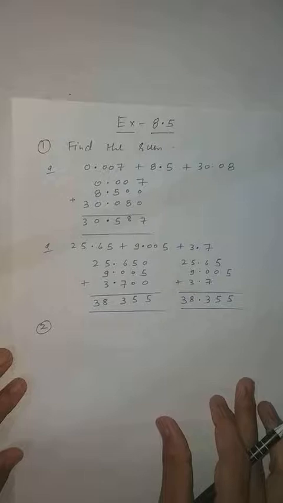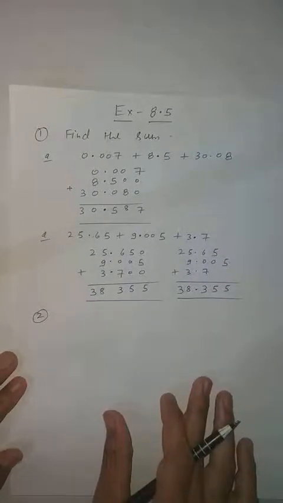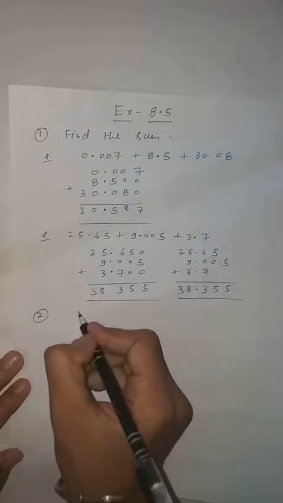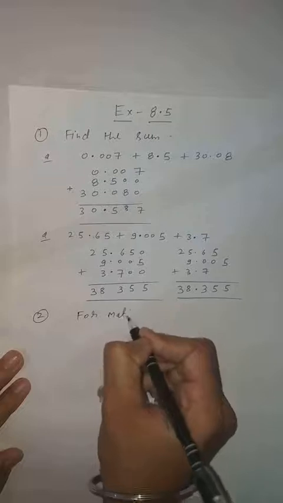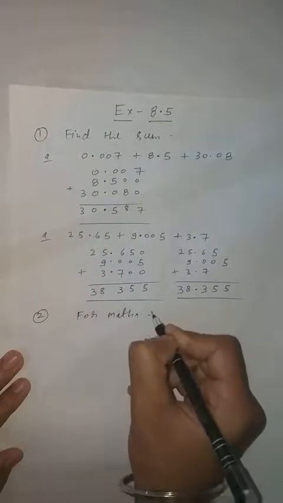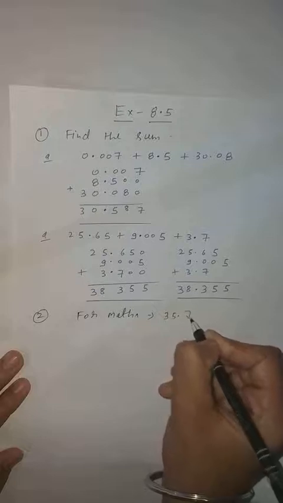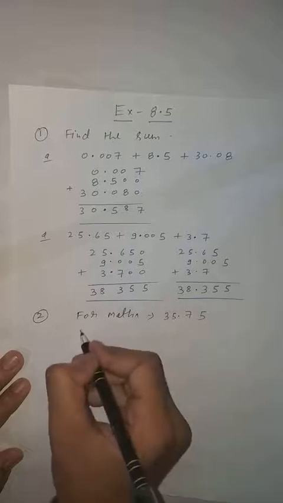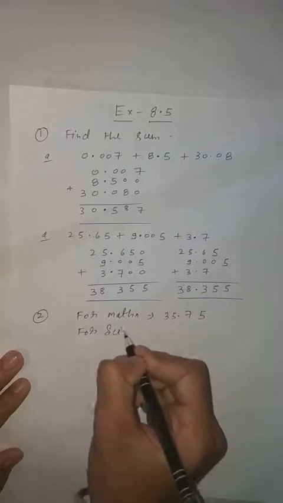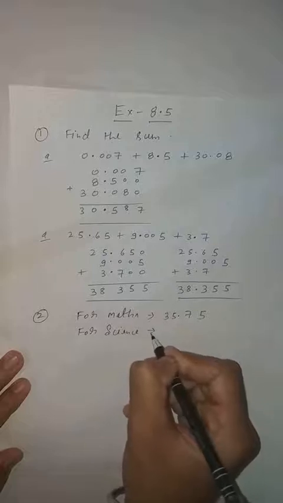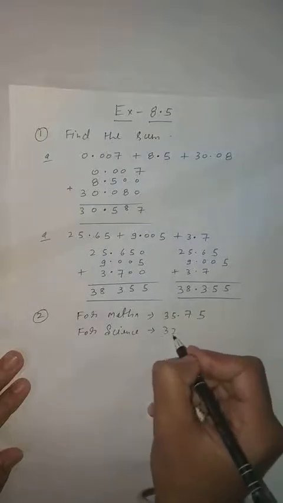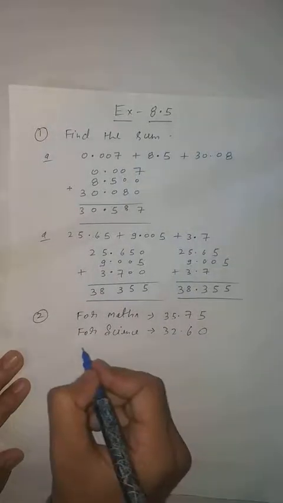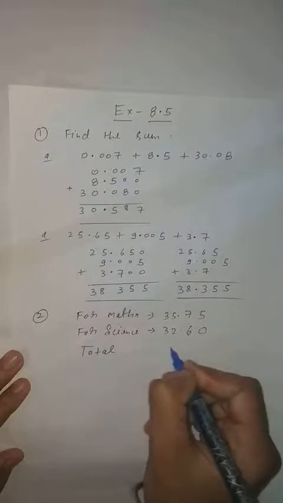Question number 2 is given. What is given? Rashid spent 35.75 for a maths book. Acha. For maths he spent 35.75. Okay. Now for science he spent 32.60. Okay. Now you have to find out what? You have to find out the total. So total means you know what? Total means only simple addition.